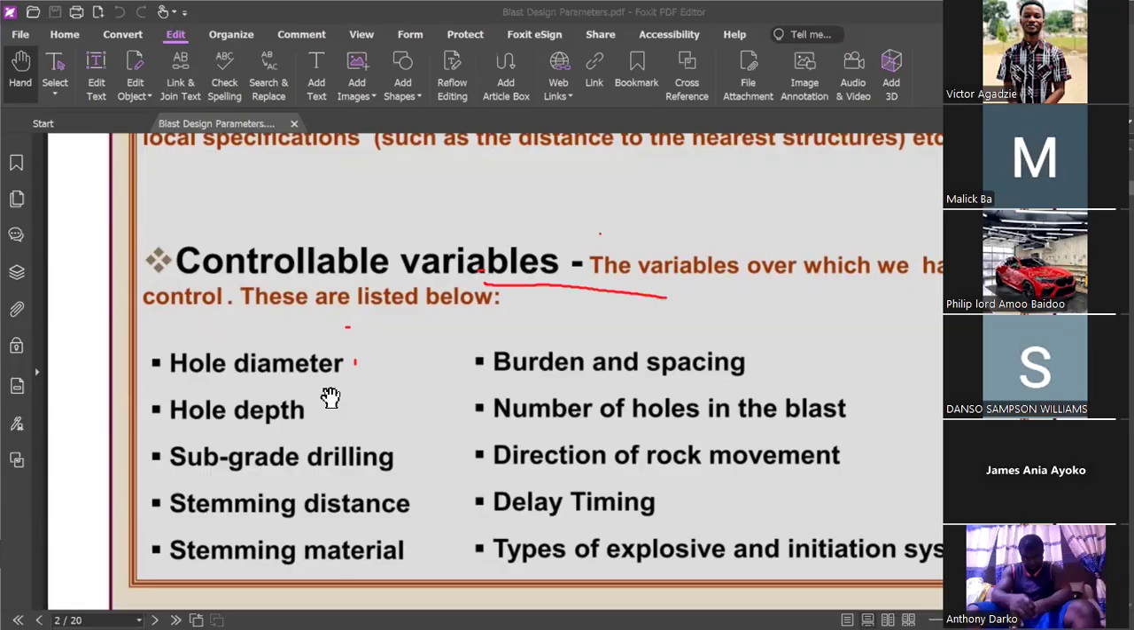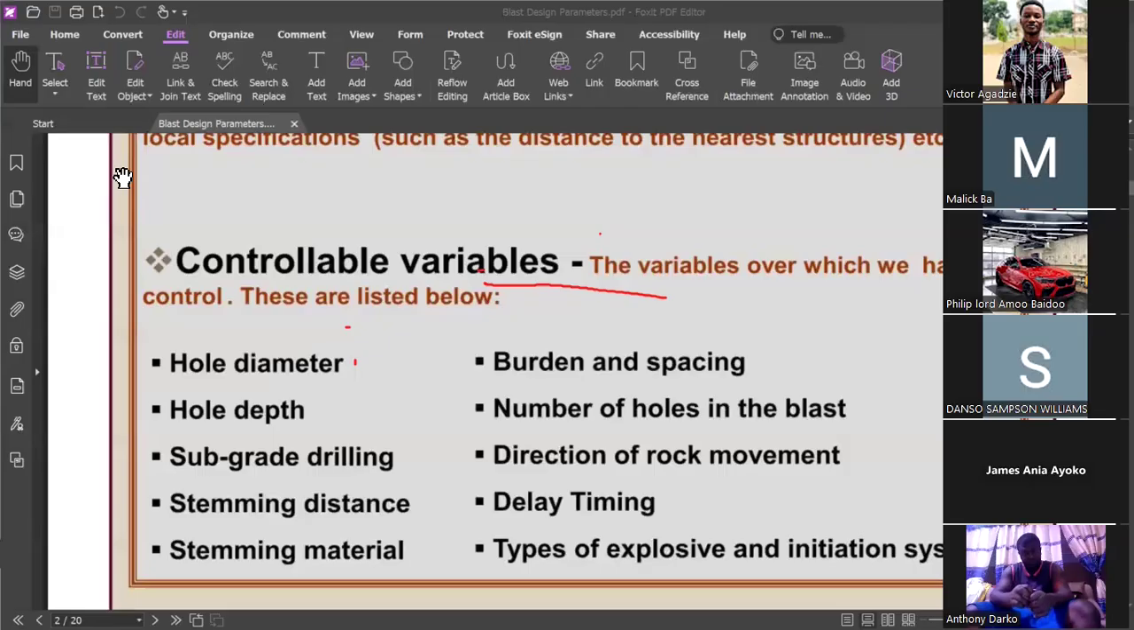All those are controllable ones, right? You can control them, because for hole diameter, you can choose to use a 115 diameter bit, and you can also choose to use 165. So that means you can control the hole diameter. The same applies to the depth. You can use a drill that can drill 10 meters, or you can use a drill that can drill up to just 6 meters. So that one too is controllable.